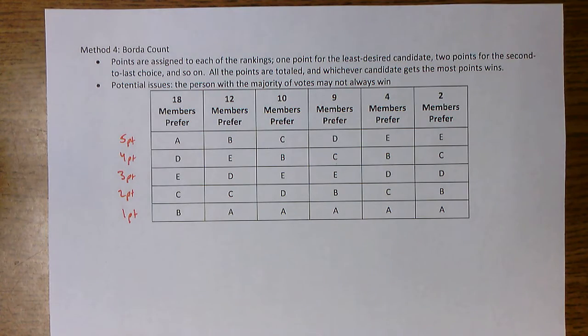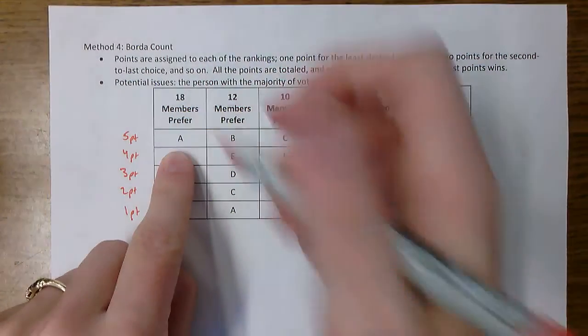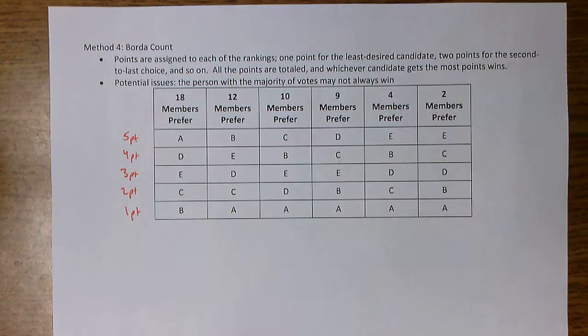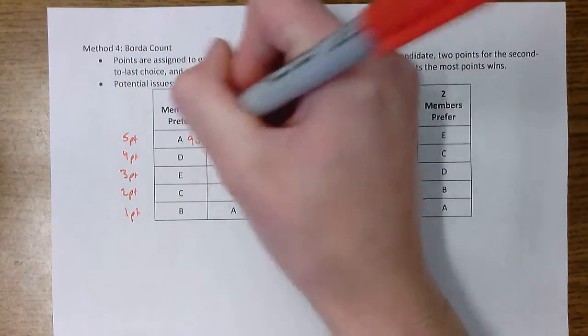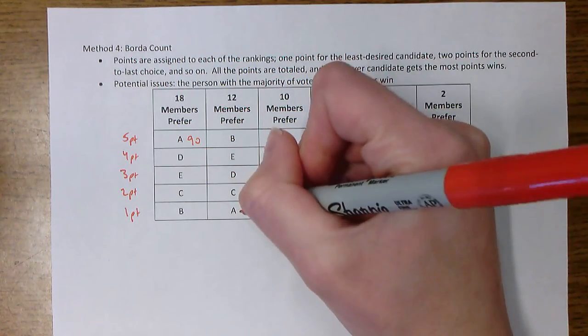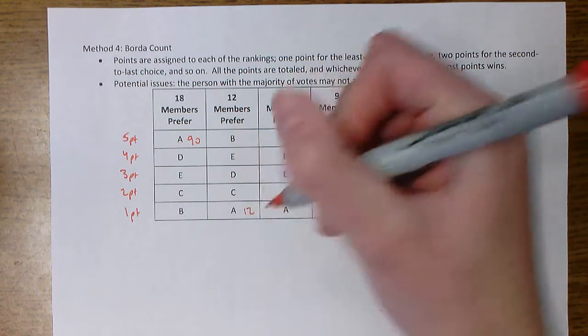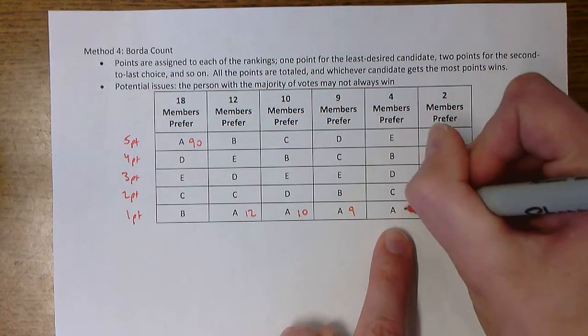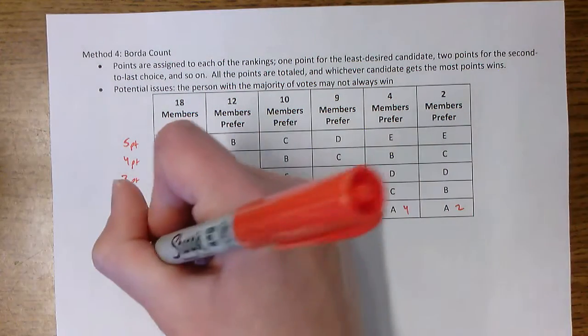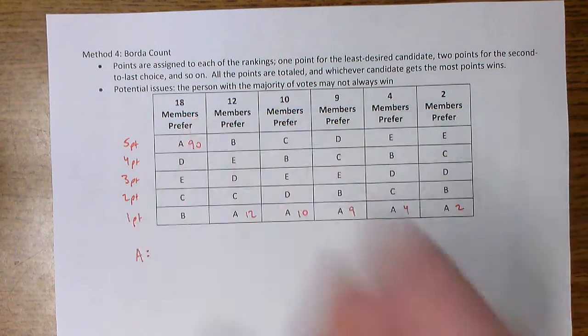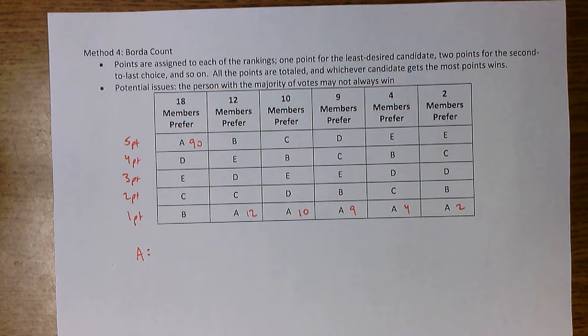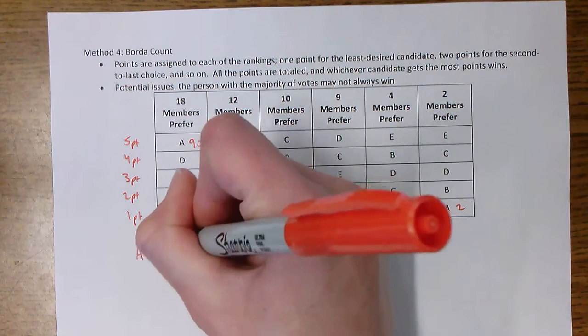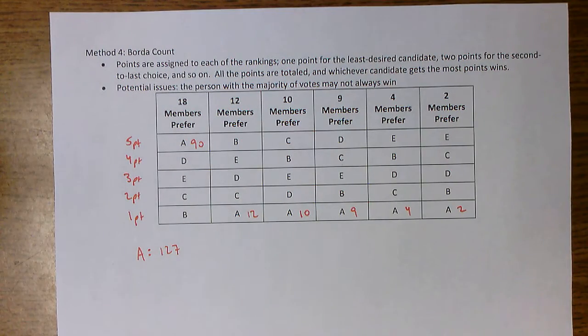So let's start with candidate A. What are they gonna get for points? Well, for this group, 18 people are gonna give them 5 points apiece. If I multiply 18 times 5, that works out to a total of 90 points from this group. 12 people are gonna give candidate A 1 point apiece, so that's a total of 12 from this group. These 10 will all give 1 point. These 9 all give 1 point. These 4 give 1 point. Those 2 give 1 point. So candidate A's total number of points is this 90 here, plus the 12, plus the 10, plus the 9, plus the 4, plus the 2, right? So that adds up to a total of 127 points. So that's how many points candidate A ends up with.